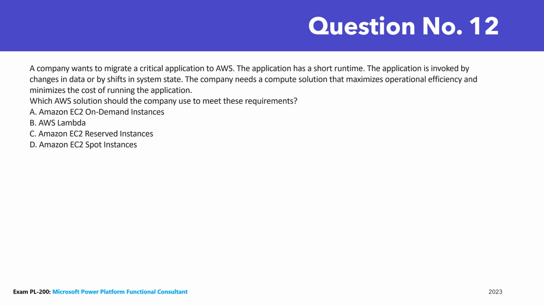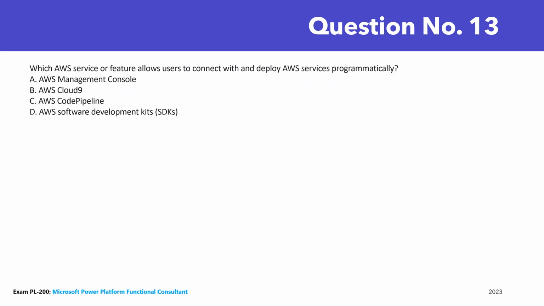A company wants to migrate a critical application to AWS. The application has a short runtime. The application is invoked by changes in data or by shifts in system state. The company needs a compute solution that maximizes operational efficiency and minimizes the cost of running the application. Which AWS solution should the company use to meet these requirements? A. Amazon EC2 on-demand instances. B. AWS Lambda. C. Amazon EC2 reserved instances. D. Amazon EC2 spot instances. Correct answer, B. Which AWS service or feature allows users to connect with and deploy AWS services programmatically?